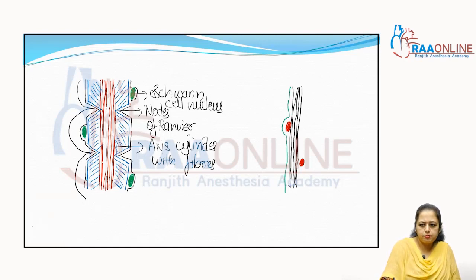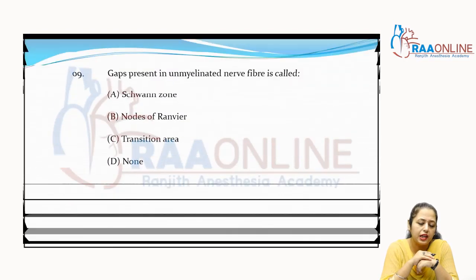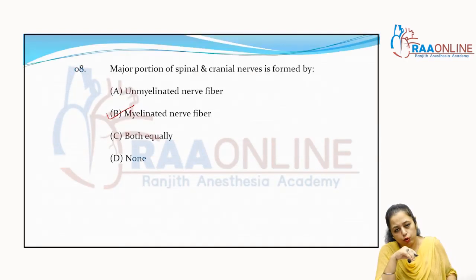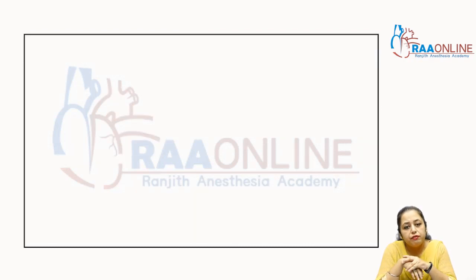Even nodes of Ranvier are absent, but the neurilemma and Schwann cell nucleus are present. When the nerve impulse is transmitted through unmyelinated fibers and we compare both in the conduction of nerve impulses, impulses are transmitted faster in myelinated nerve fibers due to the presence of the nodes of Ranvier. That's why the major portion of the spinal and cranial nerves is formed by myelinated nerve fibers. So in our body the transmission of nerve impulses is very fast.